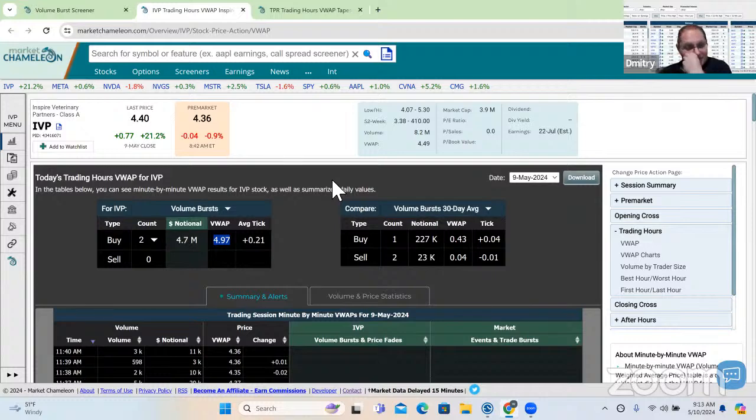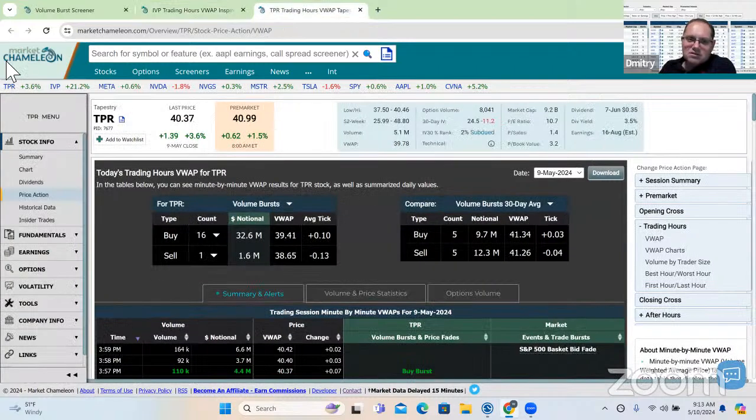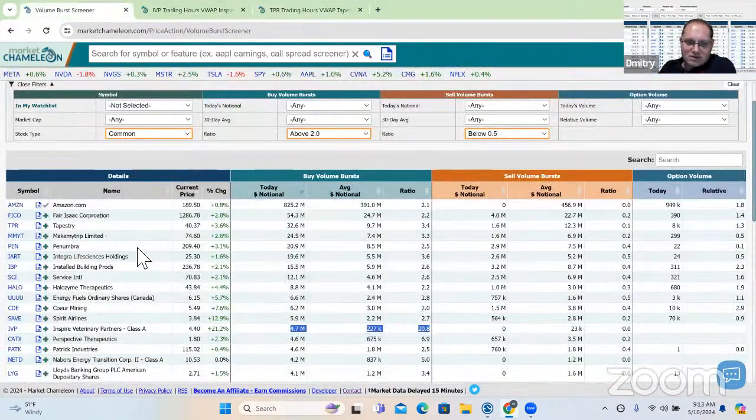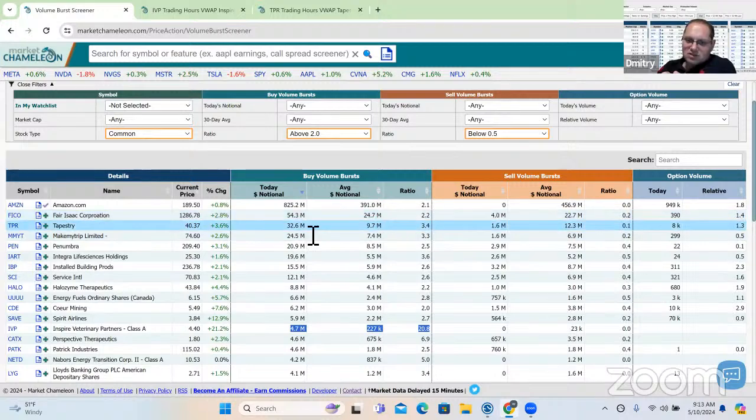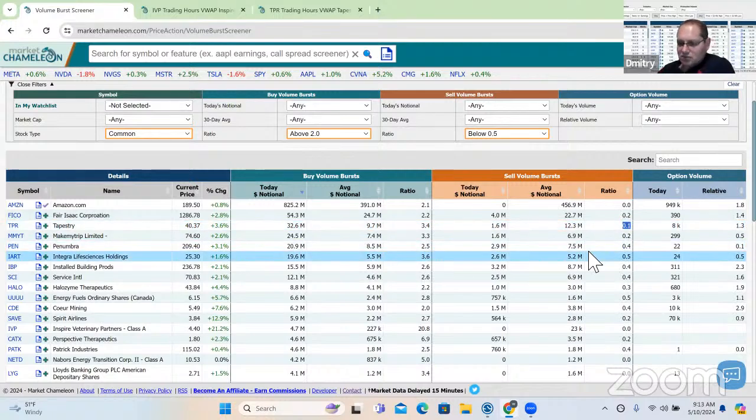So let's look at a different scenario now. Okay, let's look at another buy burst, and this one I looked at TPR. So this also I found over here. This is this third one down, and I noticed this buy burst on this side was 3.4 times its average daily volume, while the ratio on the sell side was very low. So let's see what might be happening there.